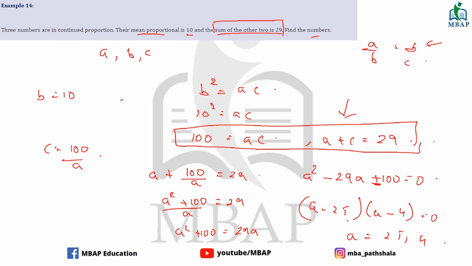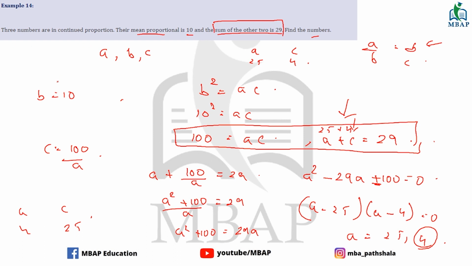Right, now since I cannot discard any of these two values, again over here there will be two different pairs of answers for me. Fine, so because they wanted to find out the numbers, if I take the value of A as 25, C will have to be 4, right, because 25 plus 4 is 29, by substituting over here. If I use the value of A as 4, then C will have to be 25.